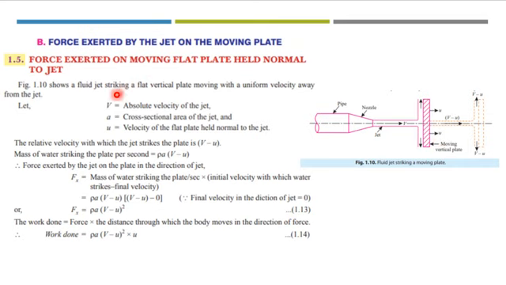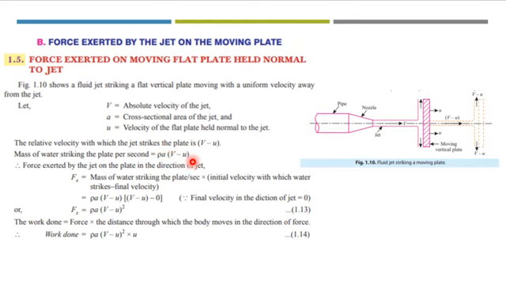The other terms are the same as we discussed in the case of stationary plates, like v, the absolute velocity of the jet, and a, the cross-sectional area of the jet. The new term introduced is u, the velocity of the flat plate held normal to the jet. Here another term will be used, which is relative velocity. What is relative velocity? The relative velocity is the velocity with which the jet strikes the plate, which will be v minus u. So the mass of water striking the plate per second will be rho a into v minus u.